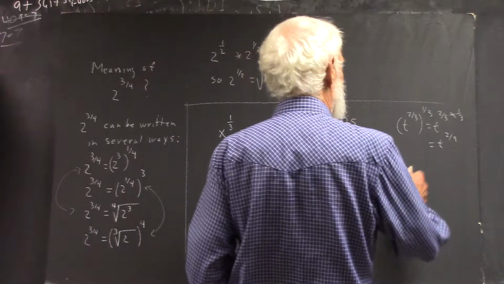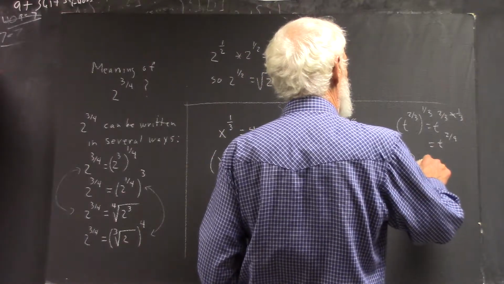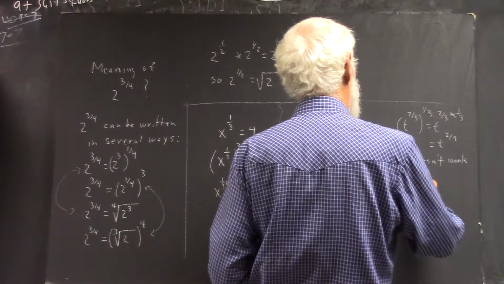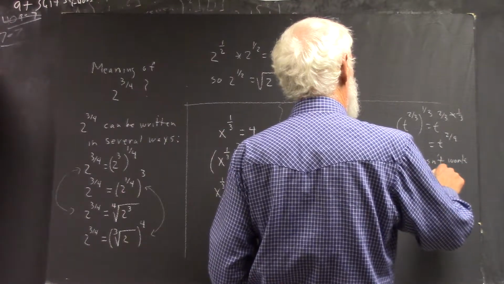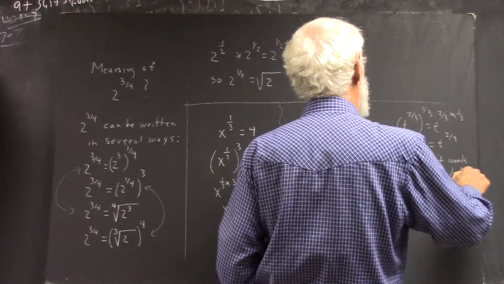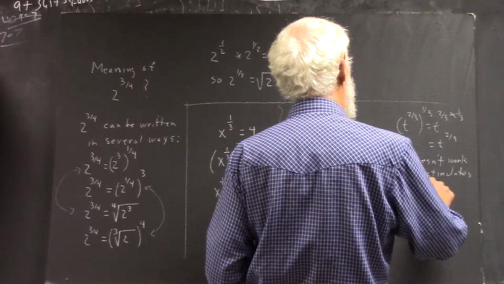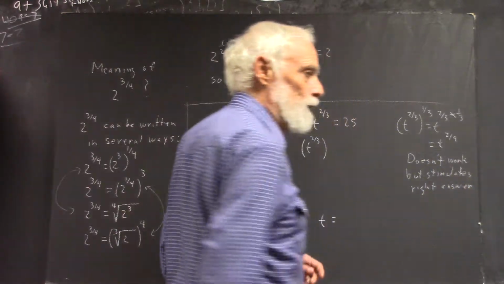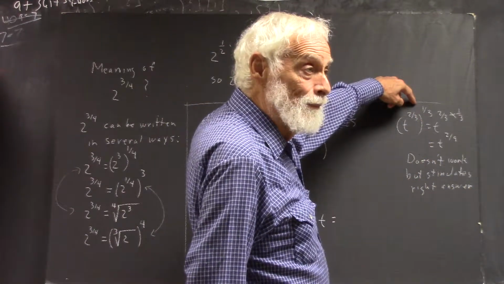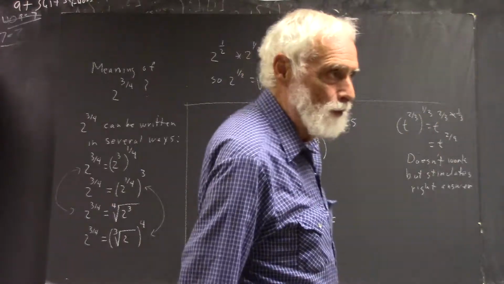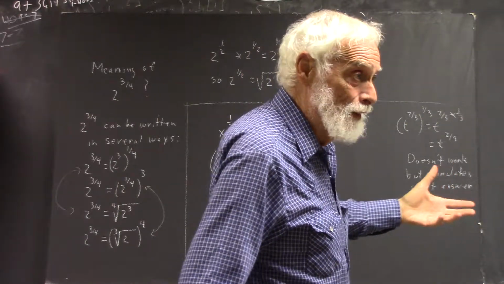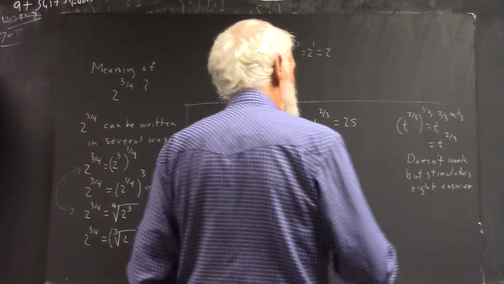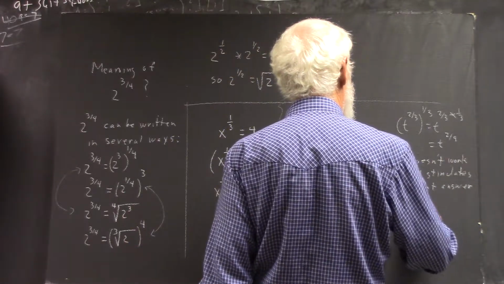So that doesn't work. But it stimulates the right answer. If you tried this and wrote it out, you'd say, oh, that didn't work. What could I do that would? So you always try something and then think about why it worked or didn't. Okay? So you got t to the 2/3.